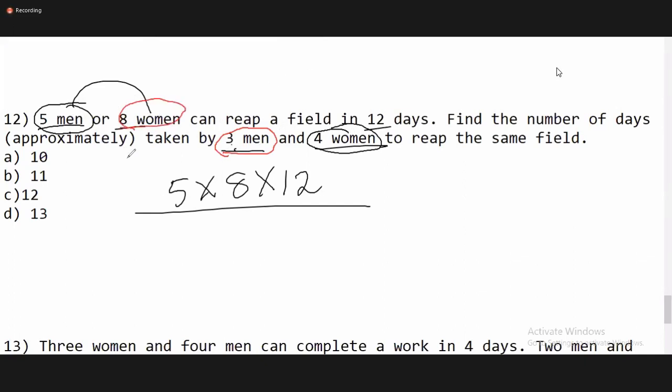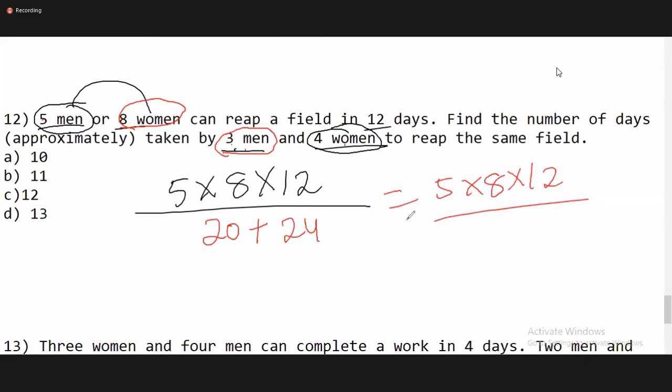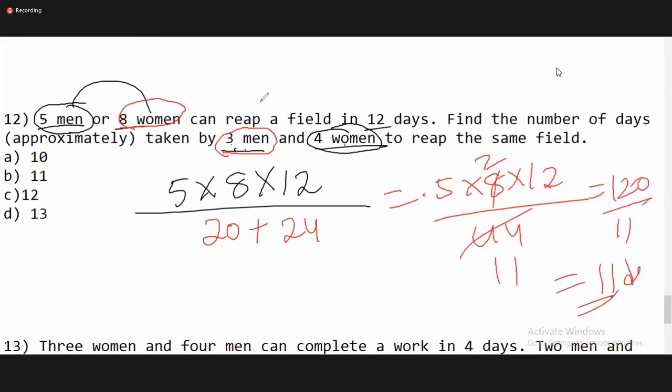Now guys, please tell me, women with men. 5 fours are 20 plus 3 eights are 24. You will end up with the same statement. 5 into 8 into 12 divided by 44. That's what we have just calculated, no? 12 fives are 60, into 2 is 120. 120 divided by 11 will give you 11 days approximately.